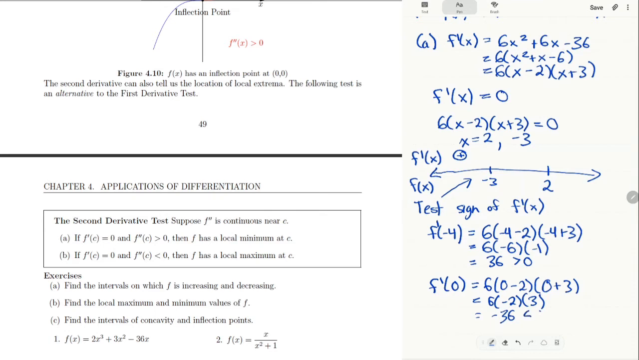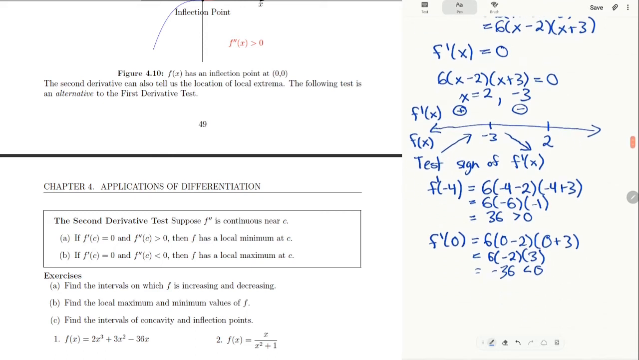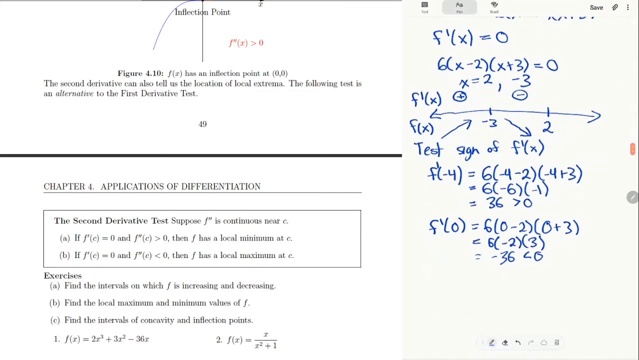And again, we're not really concerned with the value. All that we care about is if it's positive or negative. So we know that the derivative will be negative on this interval, meaning that f will be decreasing from negative 3 to positive 2. And lastly, let's test a number between 2 to infinity.